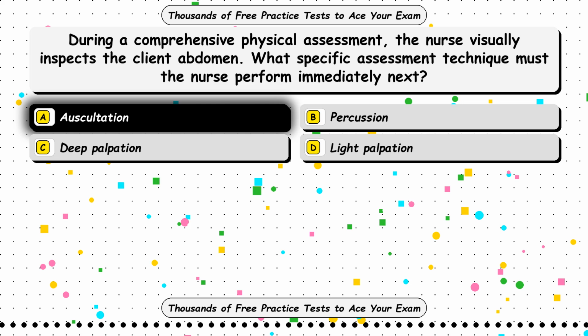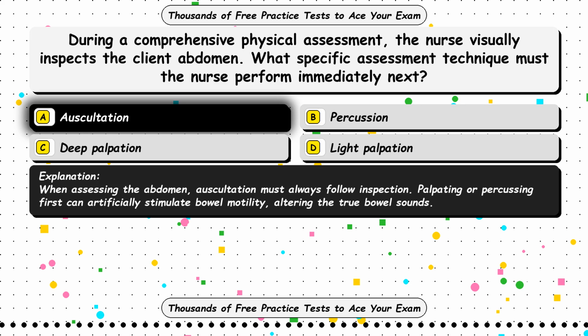The correct answer is option A, auscultation. When assessing the abdomen, auscultation must always follow inspection. Palpating or percussing first can artificially stimulate bowel motility, altering the true bowel sounds.